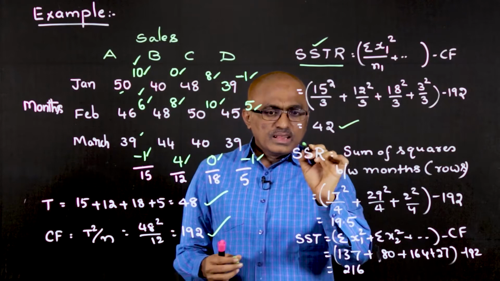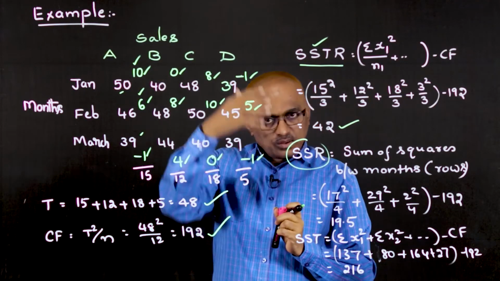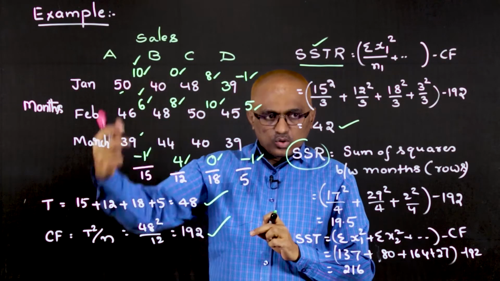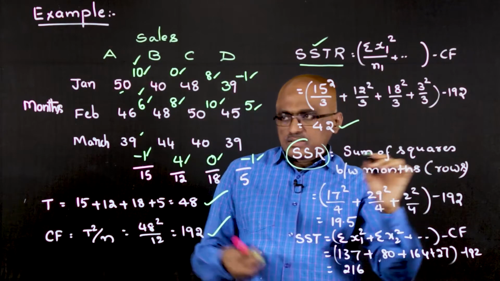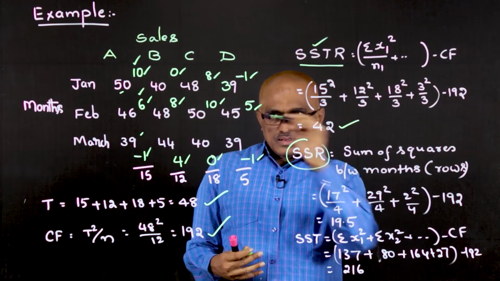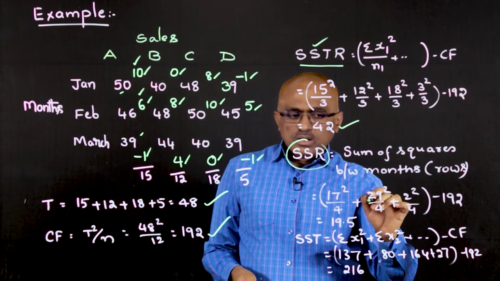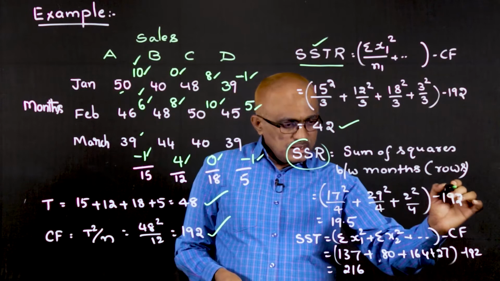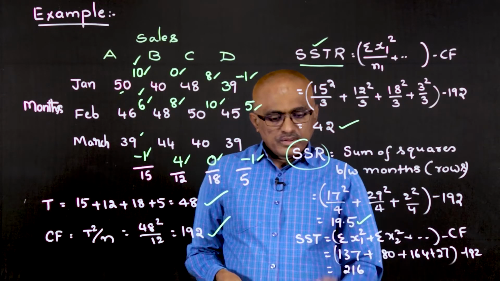Next, whatever we have done here is with respect to columns, like what we did with respect to single ANOVA. Now we do it with respect to the rows, that is SSR, sum of squares between the months, that is here rows. So with respect to rows we are doing 17 square by 4, 29 square by 4, 2 square by 4, and so on, minus the correction factor. So we get SSR, that is 19.5.